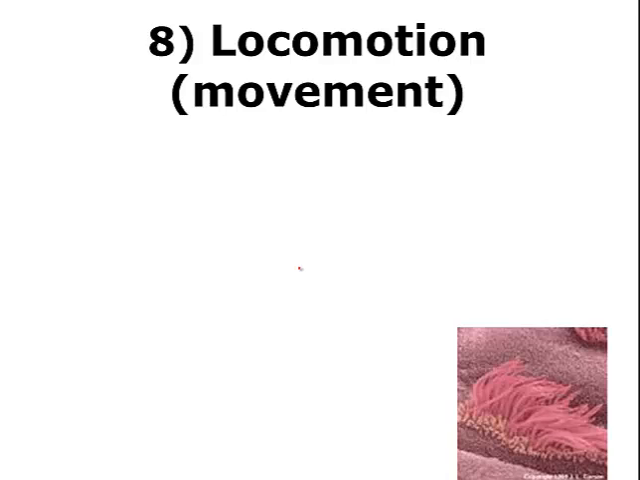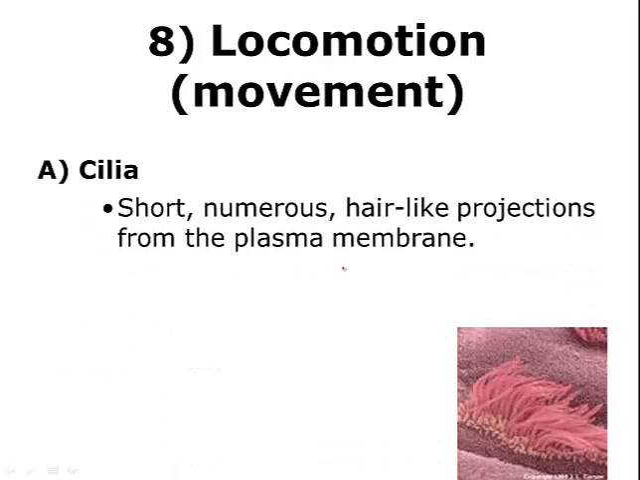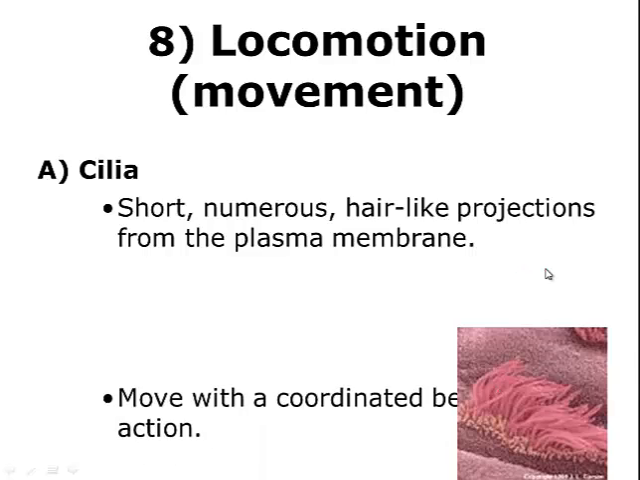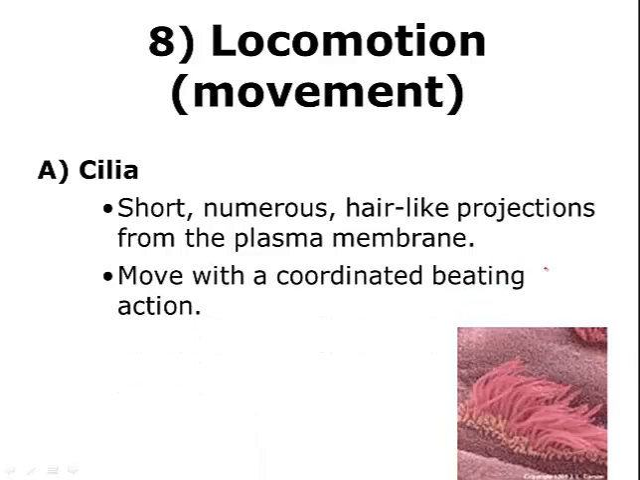All right, now some cells need to be able to move, or they need to be able to move stuff past them. That's called locomotion. Some cells have cilia on them. Cilia are very short, numerous hair-like projections that come off of the plasma membrane. So they look like these little hairy monsters coming off here. And they move in a coordinated beating fashion. They will flow back and forth, back and forth, and as they do that, they can move materials back with them. They also allow certain kinds of organisms to move around using that beating motion.